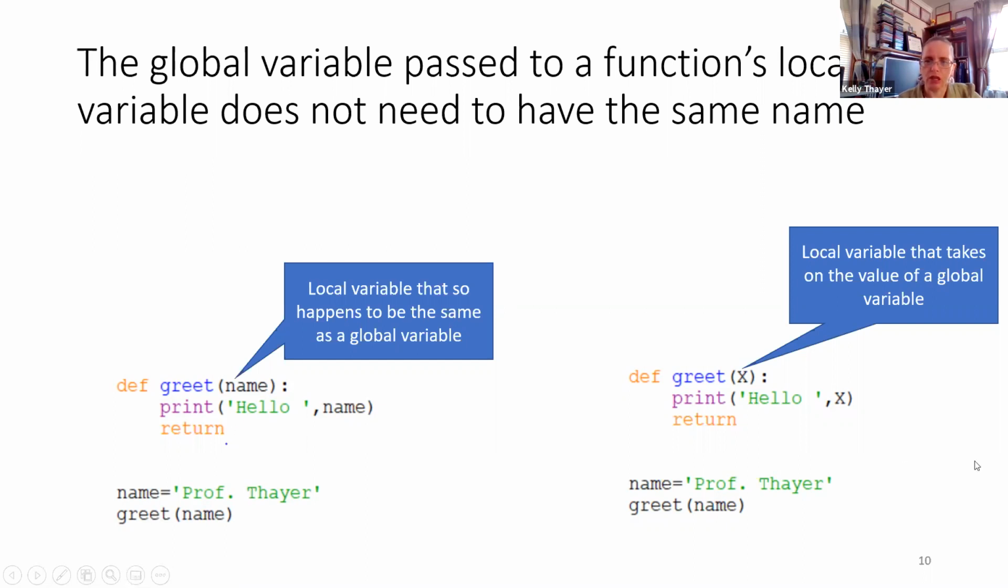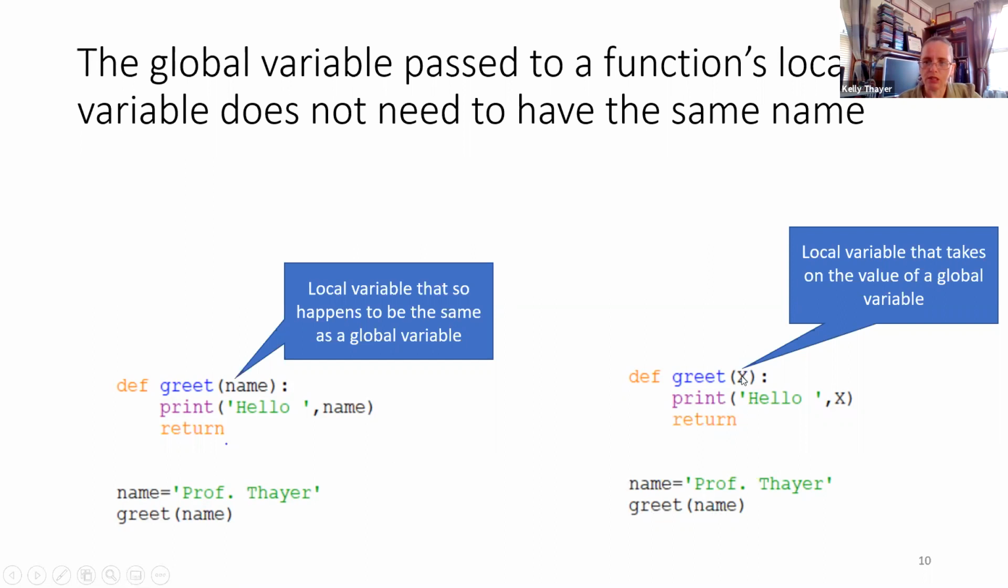Now, let's consider a variation of this. Here we have out in main a global variable called name, which is set to Professor Thayer. And now we're going to call the function greet again, and it's going to send up the value of name.